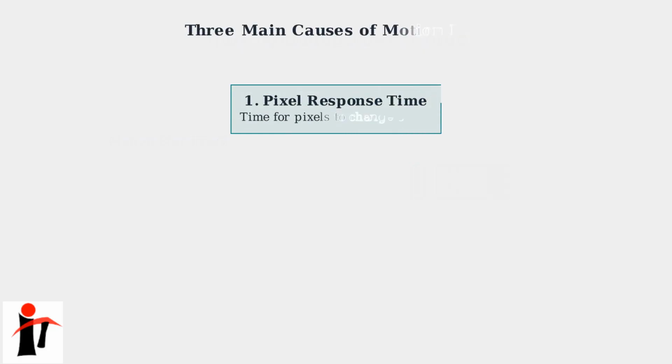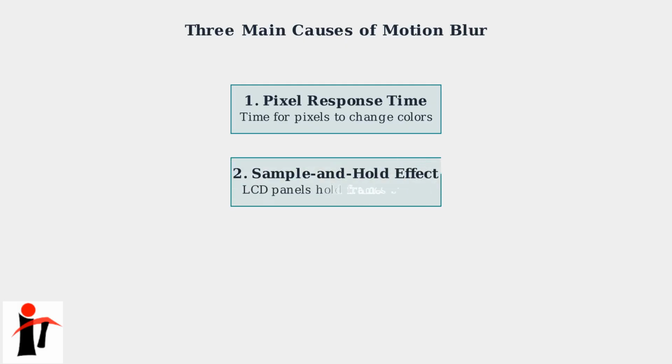Motion blur has three primary causes. First, pixel response time, the time it takes for pixels to change from one color to another. Slower response times create more noticeable blur. Second, the sample and hold effect of LCD panels. Unlike CRT monitors that flash images briefly, LCD panels hold each frame steady, which our eyes perceive as motion blur during movement. Third, refresh rate limitations. Lower refresh rates mean fewer frames per second, creating larger gaps between displayed images and more perceived motion blur.